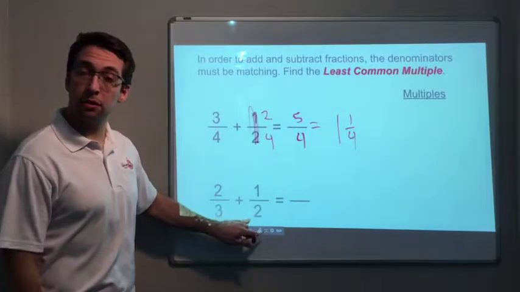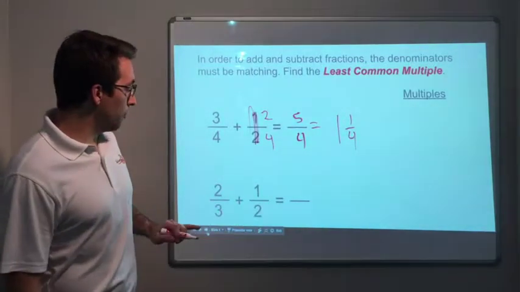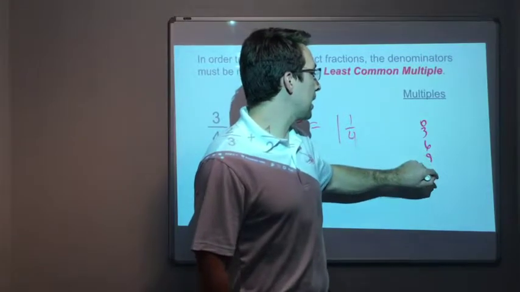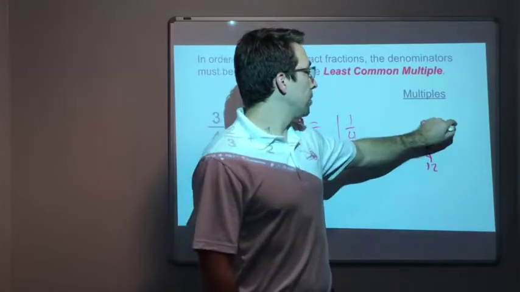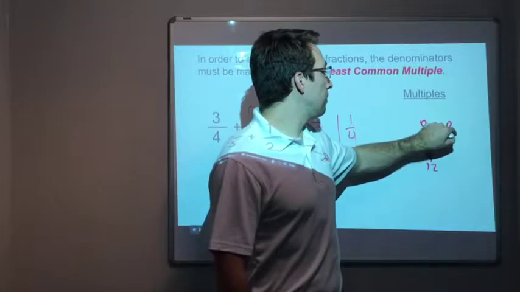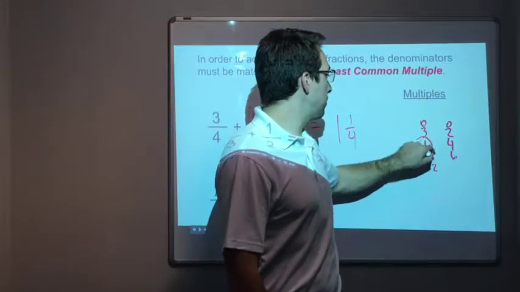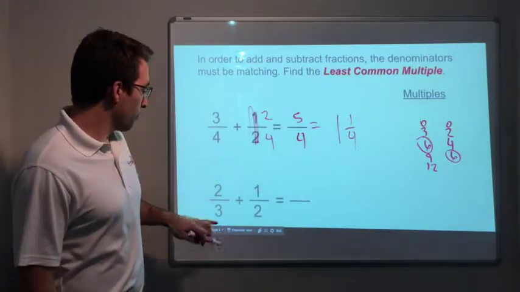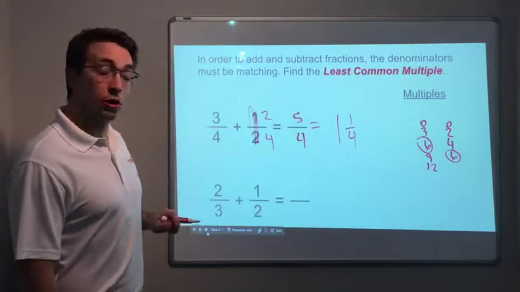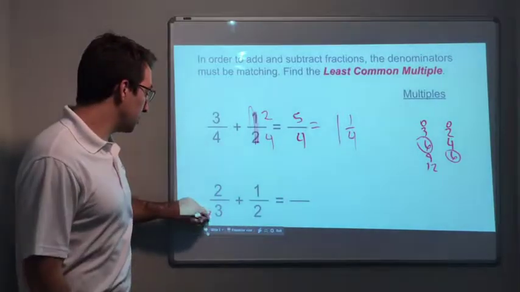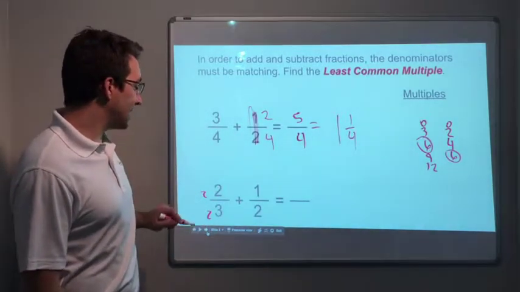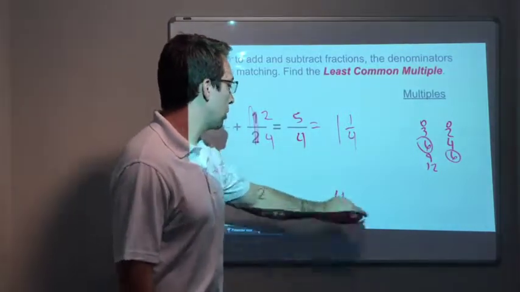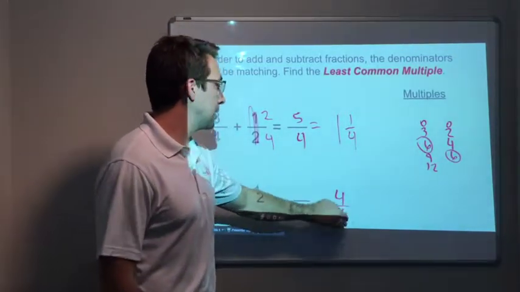2/3 plus 1/2. So multiples of 3: 0, 3, 6, 9, 12. Multiples of 2: 2, 4, 6. Bingo. So for 2/3, we need to multiply 3 times 2 and 2 times 2. 2 times 2 is 4, and 3 times 2 is 6.